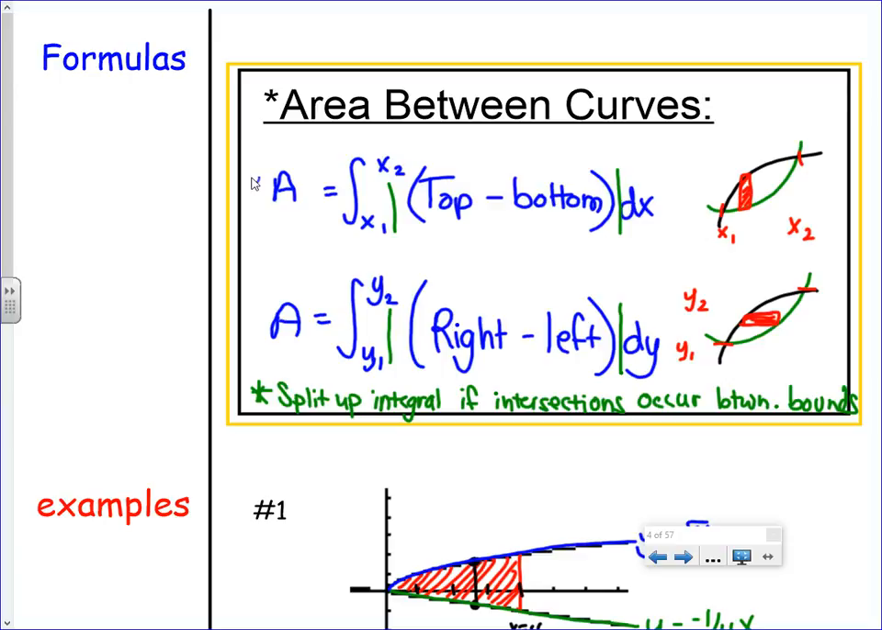Once you have it solved for the bounds, then you replace it out. The ones that get weird are the ones in terms of y.